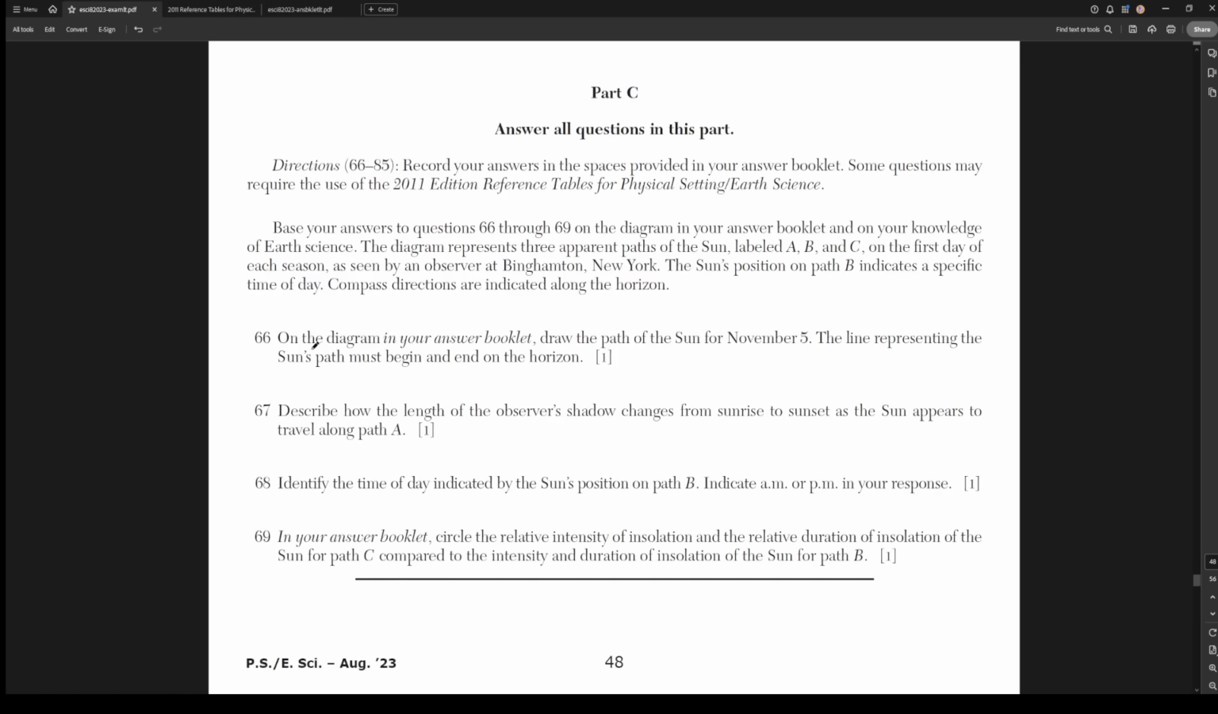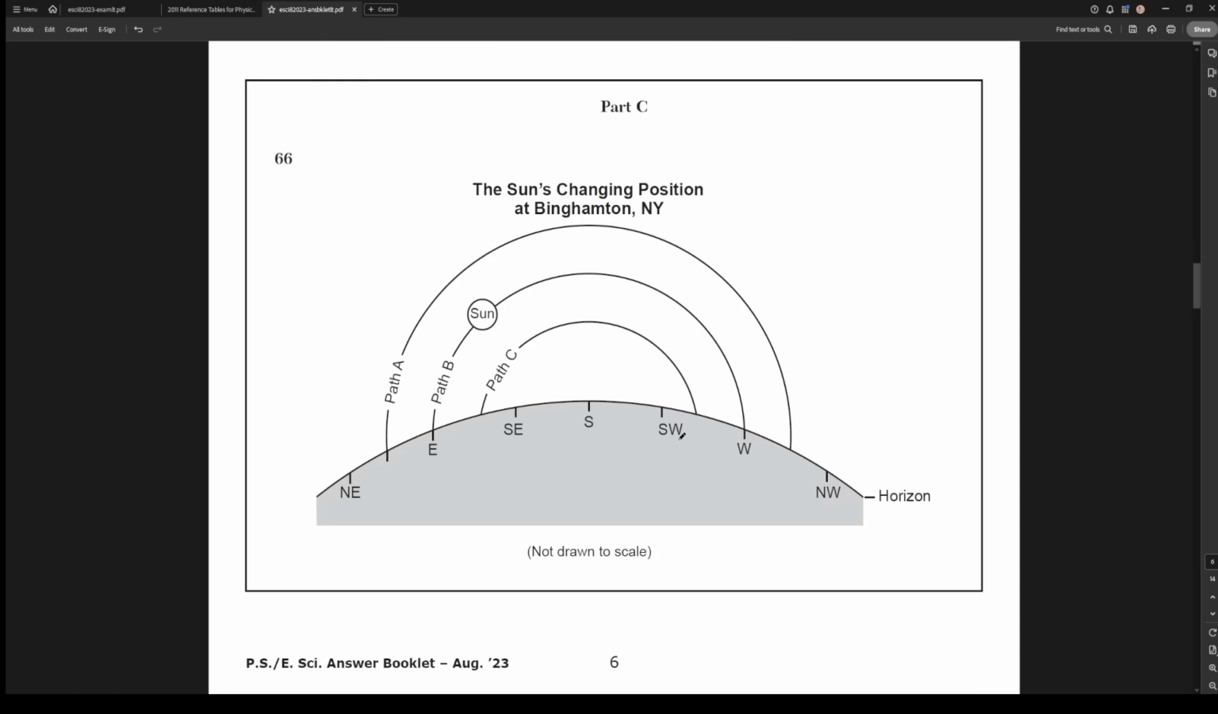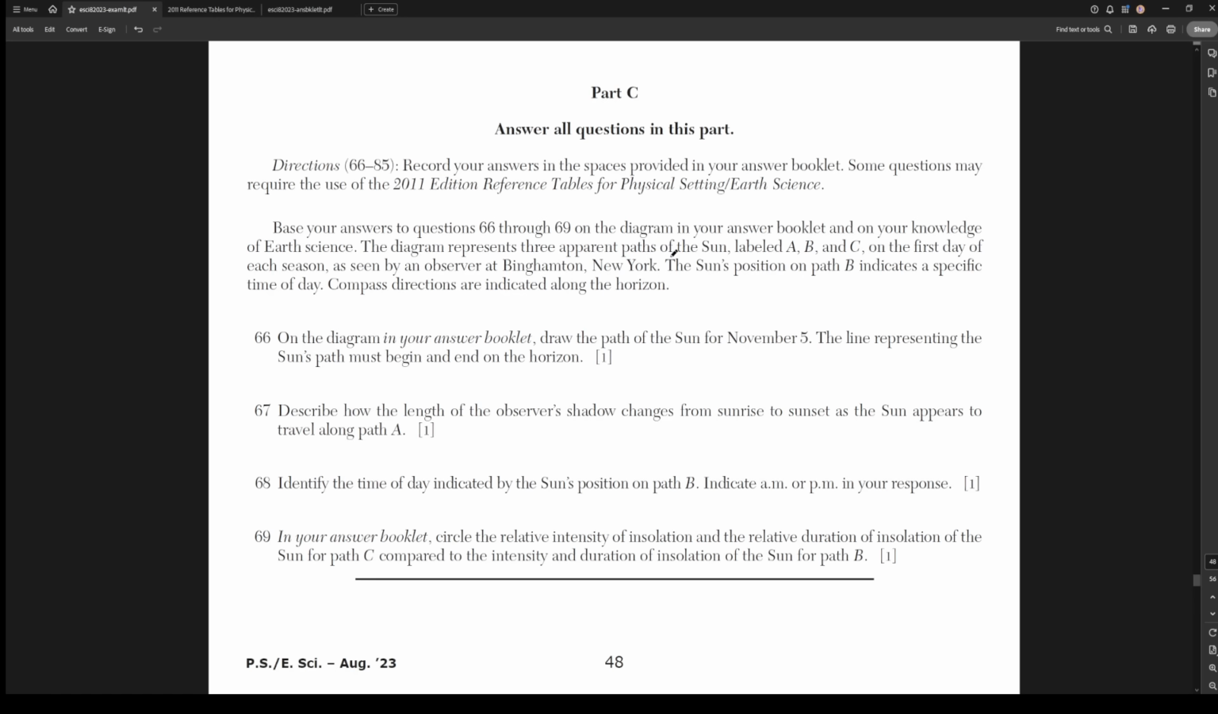Alright, 66. Cruising. On the diagram in your answer booklet, draw the path for November 5th. Okay. Alright, let's see. So this is Binghamton, New York. So path A, this is going to be... Okay, first of all, path B here, this is the equinox. So this is going to be 321 or 923. This is going to be the summer here, or a summery day. Oh, it does say the first day of each season.